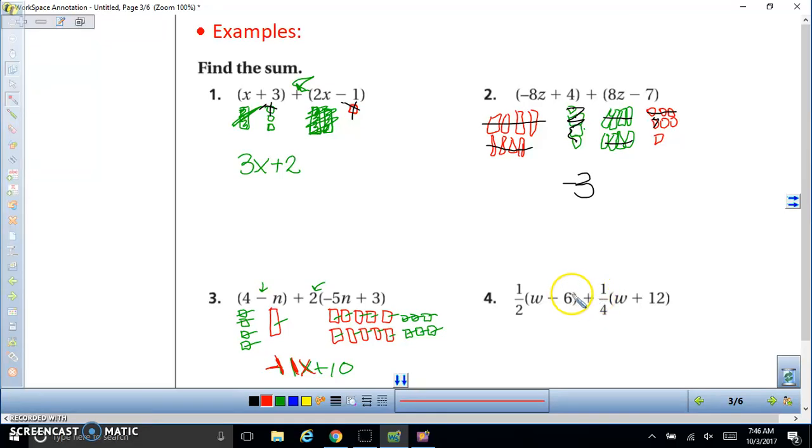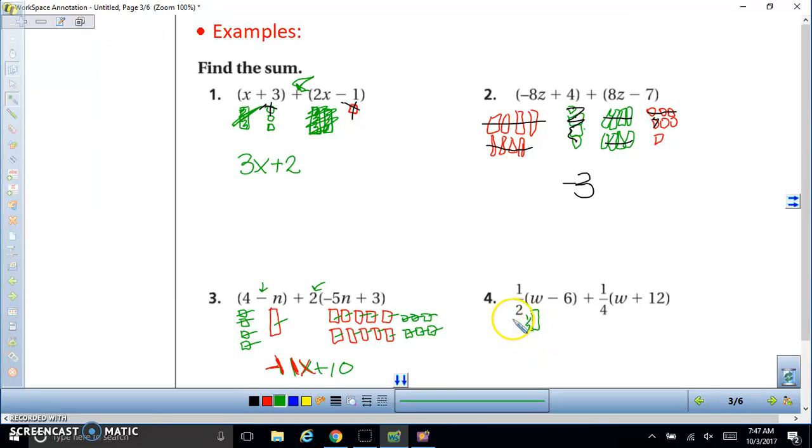Number 4. Let's go ahead and do number 4. We have half of w minus 6. Half of w minus 6. That's what this half stands for in front. So what's half of a w? That is a little half. I'm going to put a half in there.